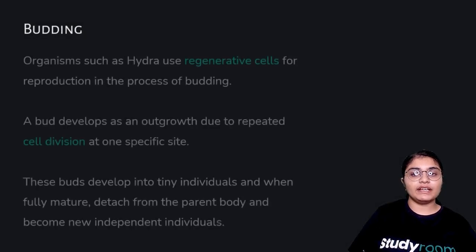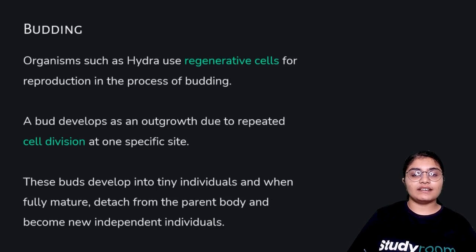Next up, we have budding. Organisms such as Hydra use regenerative cells for reproduction in the process of budding. A bud develops as an outgrowth due to repeated cell division at one specific site. These buds develop into tiny individuals and, when fully mature, detach from the parent body and become new independent individuals.